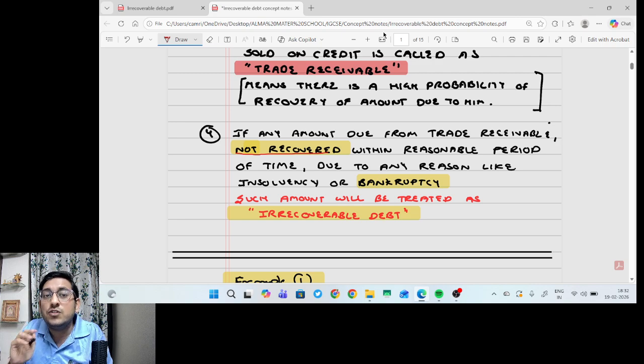If it is not recovered within the reasonable period due to any reasons like insolvency or bankruptcy, these are the two technical terms that will be used in the question. Whenever they say Mr. Ram has become bankrupt, that indicates that the amount is not recovered or will not be recovered. At that time we will recognize the loss. That loss is called irrecoverable debt. So such an amount will be treated as irrecoverable debt.